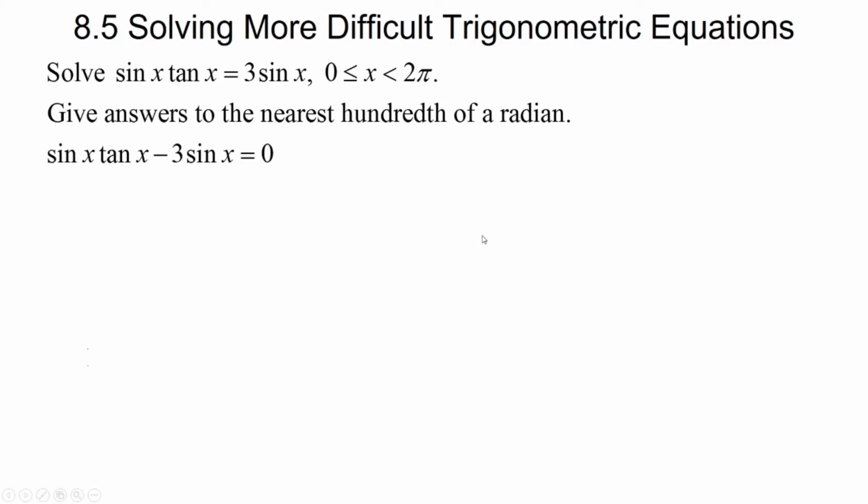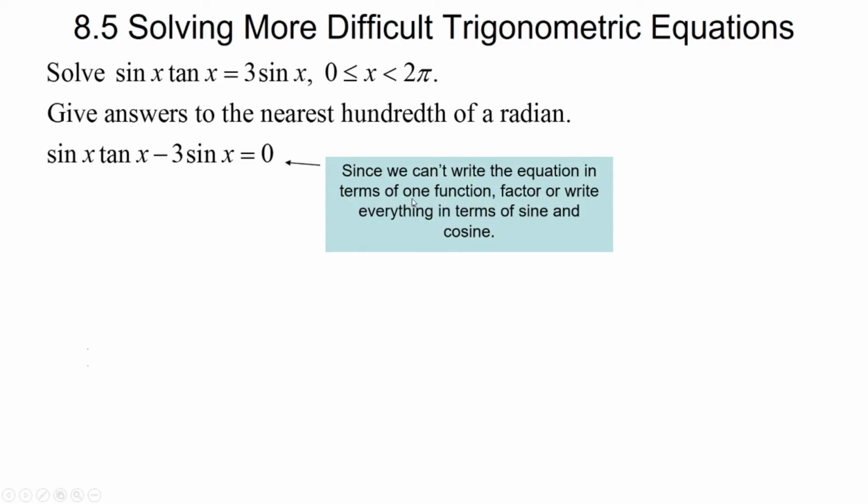Let's factor that out. Since we can't write the equation in terms of one function, factor or write everything in terms of sine and cosine. And this is factorable, so we're going to factor it. So let's factor sine of x out. And that would give me my first term in the parenthesis would be tangent of x. And my second term would be a minus 3. There we go. Now it's factored.